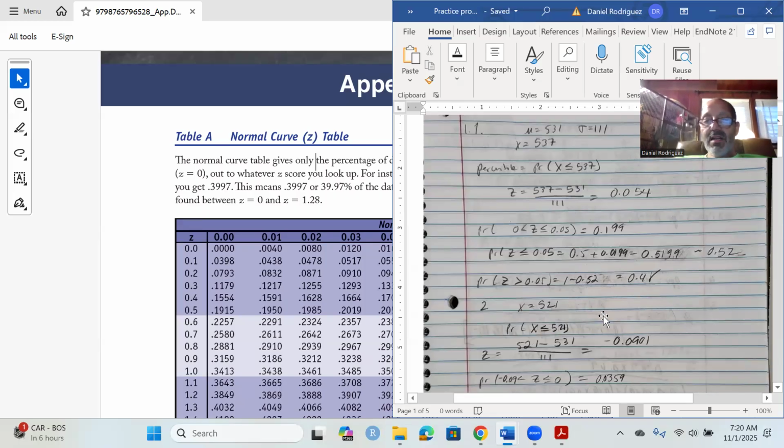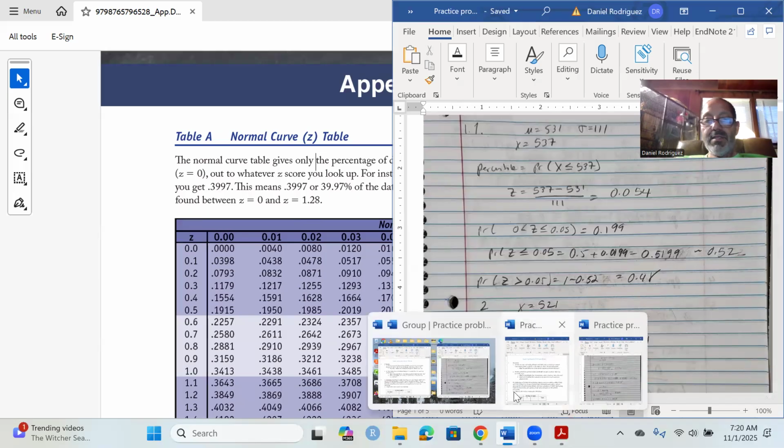So how would you tell this to somebody? If somebody asked you, you would say, well, 52% of all individuals scored less than this random student, and 48% scored above the random student. Okay? Pretty sweet stuff.